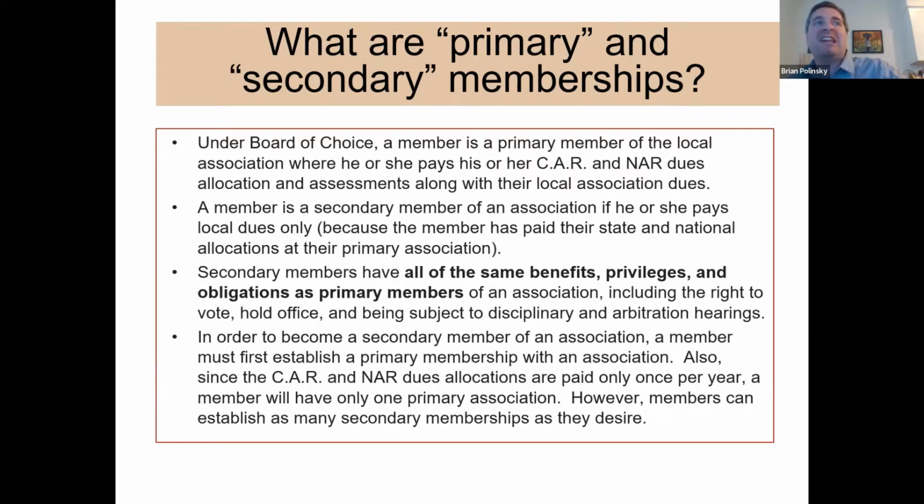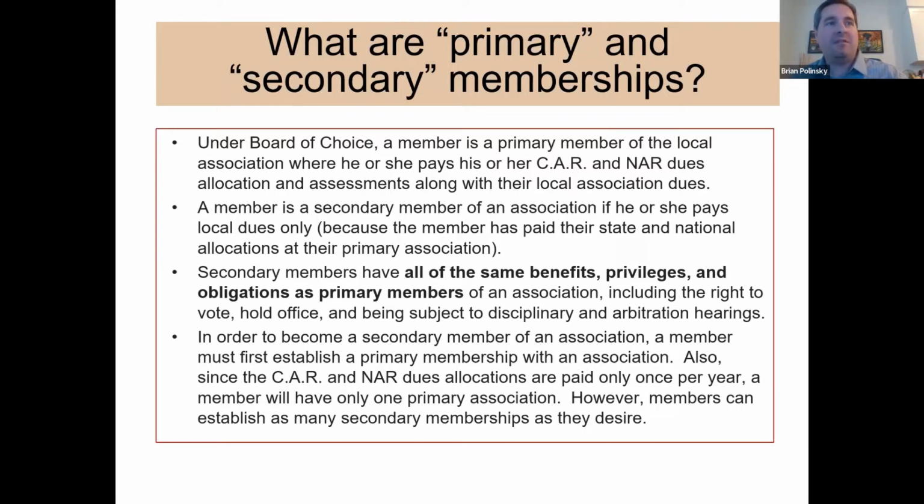A member is a secondary member of an association if he or she pays local dues only to that association, because the member has paid their state and national allocations at the primary association. When we talk about primary and secondary memberships, we are really solely distinguishing the two based on the payment of dues. But when we're talking about the actual privileges and duties of membership, there is no distinction between the two. Secondary members have all of the same benefits, privileges, and obligations as primary members.